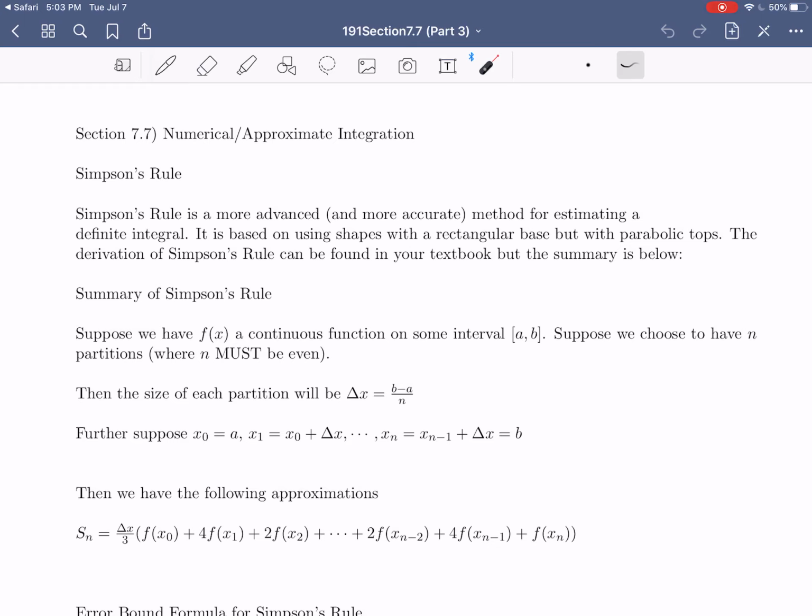For the summary of Simpson's rule, we suppose, again, we have f of x continuous on the interval a to b, and again, we're going to choose n to be the number of partitions. One small detail is that the way you do these parabolic tops is by taking 3 points and then using the last of those 3 points as the start of the next. What that means is that n must be an even number of partitions. Simpson's rule is only done when you want an even number of partitions. You cannot perform Simpson's rule with an odd number of partitions.